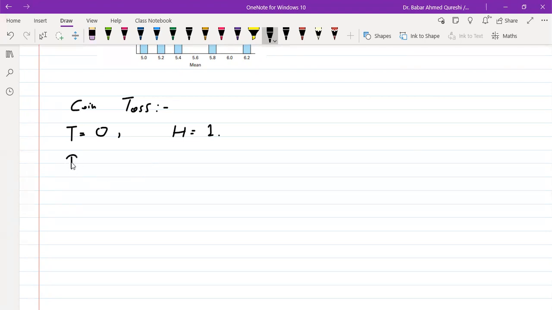But I am given this distribution that 0, or sorry, tail, and 1, which is head. Okay, so both of them have probability half.